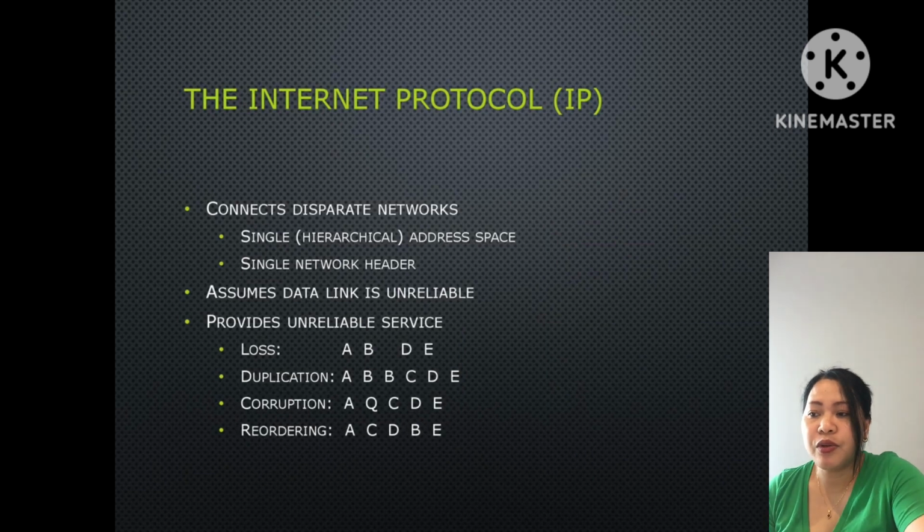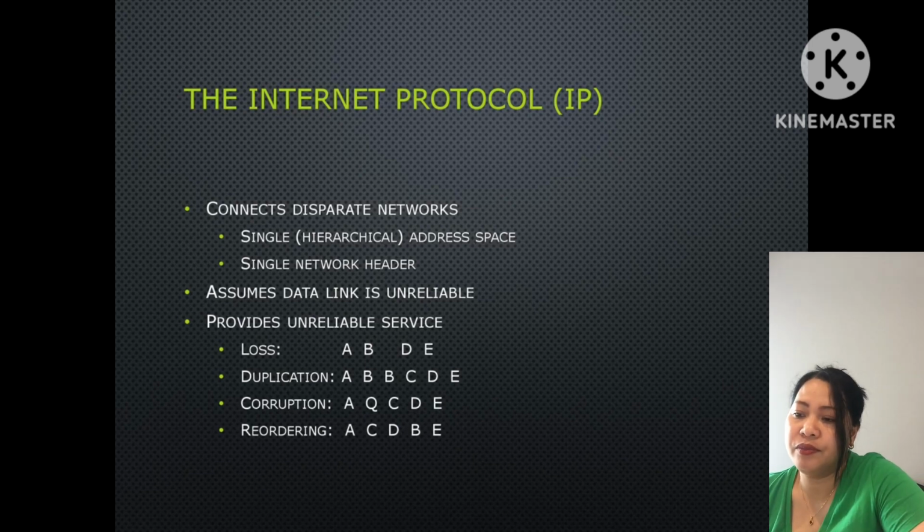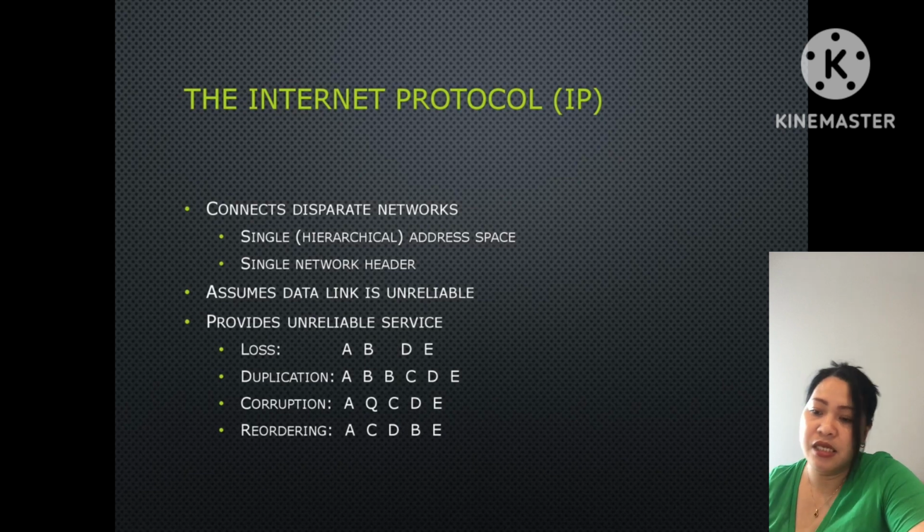The Internet Protocol, IP, connects disparate networks. It has a single hierarchical address space and a single network header. It assumes the data link is unreliable and provides an unreliable service. Loss: ABDE. Duplication: ABBCDE. Corruption: AQCDE. Reordering: ACDBE.